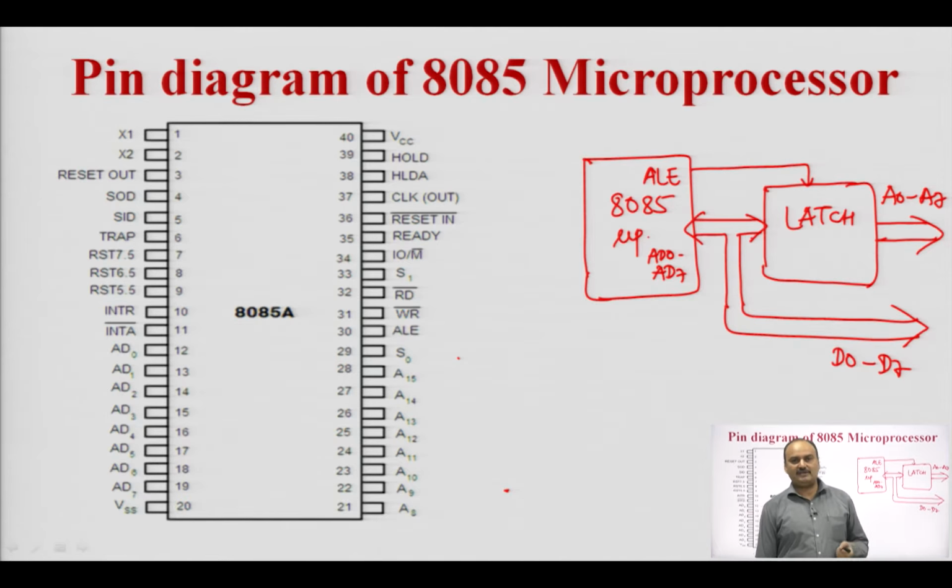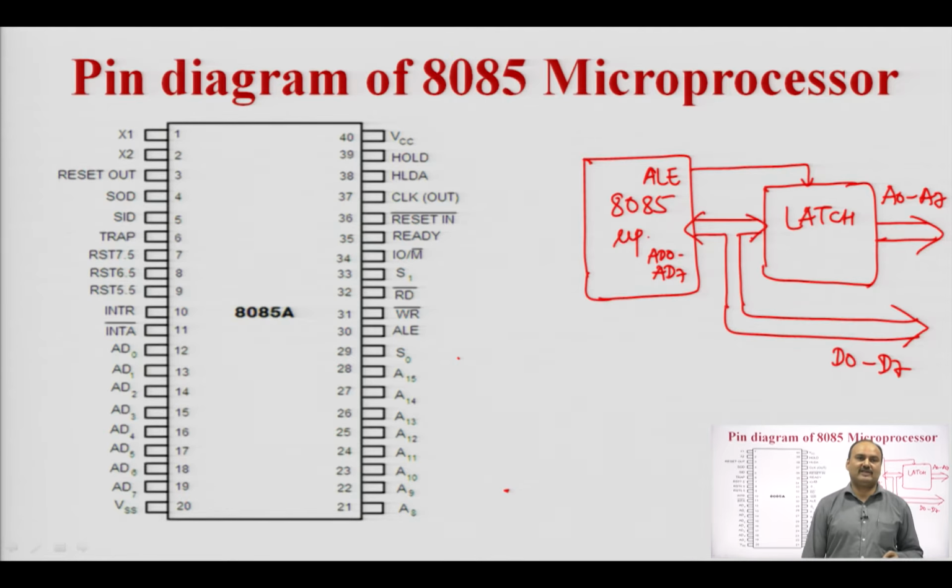So, during the T1 T state, the address lines, that is pins 12 to 19, are used to carry the low order address, and after the T1 T state, the same lines are used to carry the 8-bit data. So, with the help of this logic, we can demultiplex or differentiate the address bus and data bus.